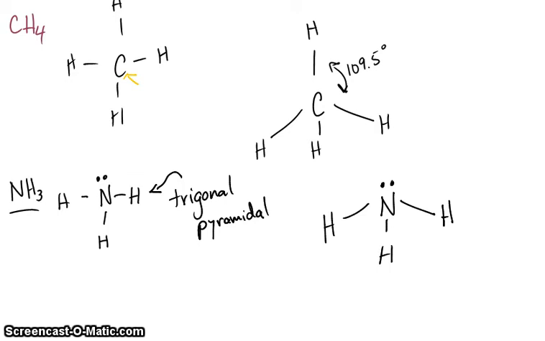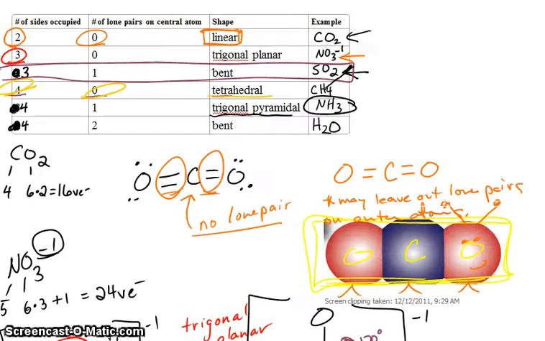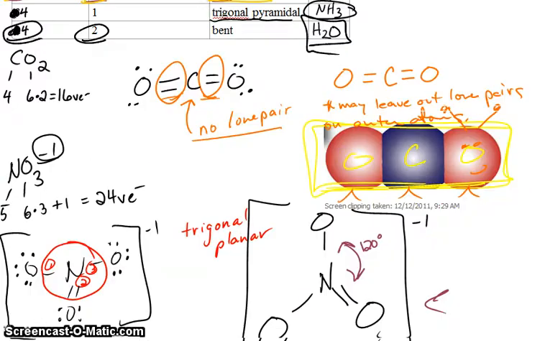Remember, this is 3 dimensions. This H is coming out of the page, so to speak. If you could build this molecule, which we will in class, it will stand up like a little pyramid. Hence the name, pyramidal. All right, our last example is 4 sides occupied with 2 lone pairs. That makes bent, and that example is water.